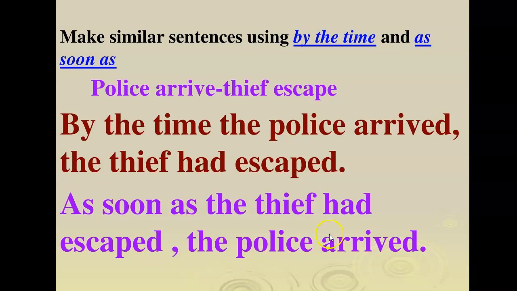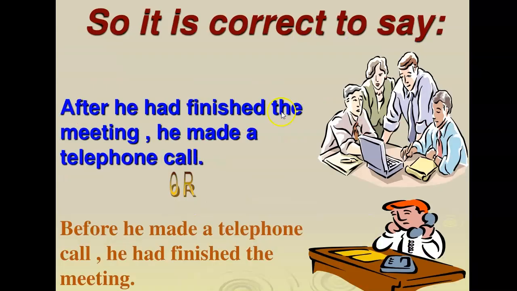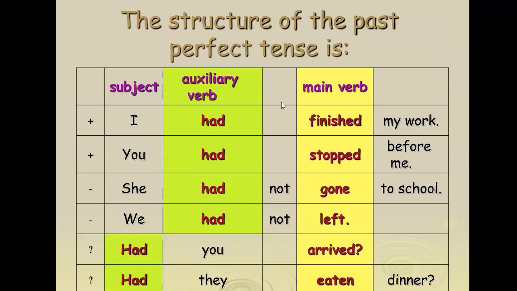Let's make similar sentences using by the time and as soon as. Police arrived, thief escaped. By the time the police arrived, the thief had escaped. As soon as the thief had escaped, the police arrived. So it's correct to say, after he had finished the meeting, he made a telephone call. Before he made the telephone call, he had finished the meeting.